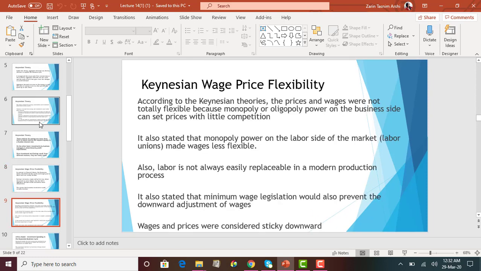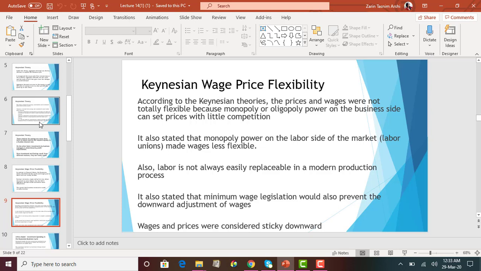So another reason why prices and wages are often called sticky, and not very flexible, the Keynesians say, is that there are monopoly or oligopoly types of businesses in the market. Like if I'm the only supplier in the market, let's say I only produce leather jackets and nobody else is there, then there's no need for me to lower my price. I will probably not lower my price.